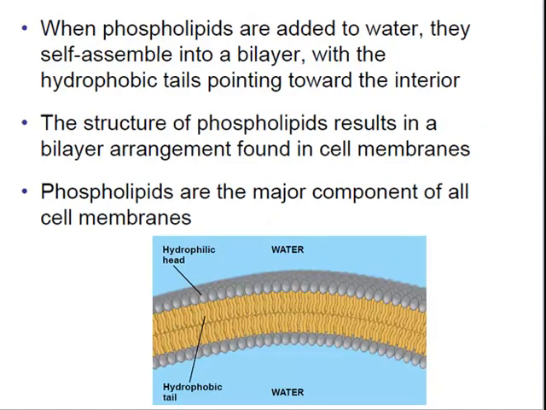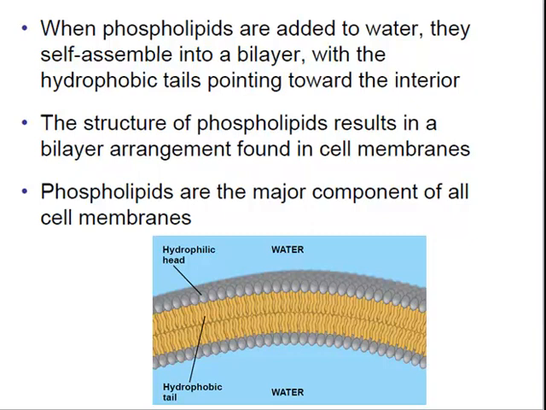When the phospholipids are added to water, they self-assemble really neatly into this little double layer called a bilayer, with the hydrophobic tails pointing toward the interior. The structure of phospholipids results in a bilayer arrangement found in cell membranes.